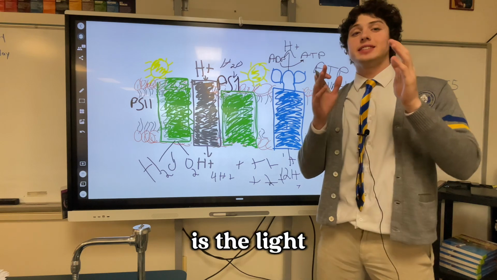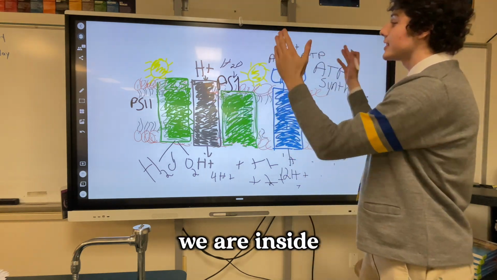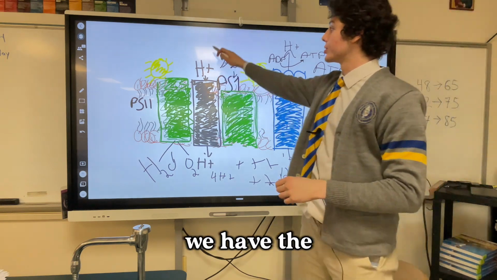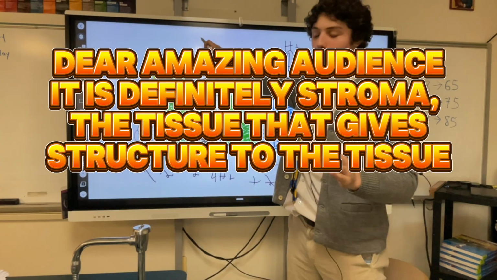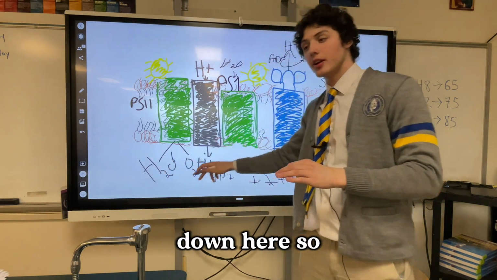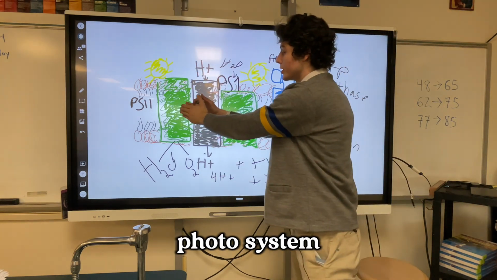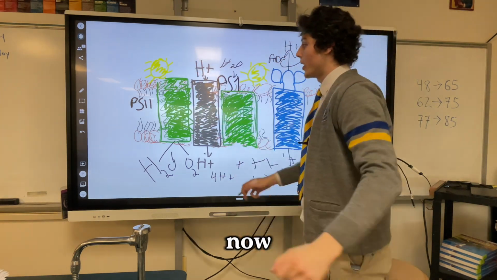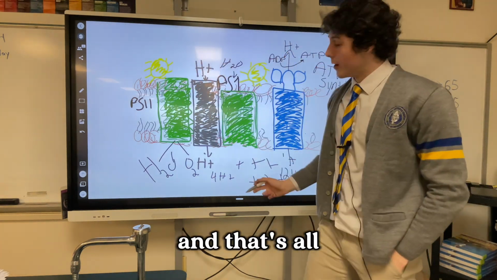So now this is the light dependent reaction. Okay, so right now we are inside the thylakoid membrane. We have the stoma up here, we have the lumen down here. So most of it is, right, so this is the membrane. This is a photosystem, and this is another photosystem. Now, why is this two and why is this one? Well, this was discovered before this one, and that's all. But this one comes first.